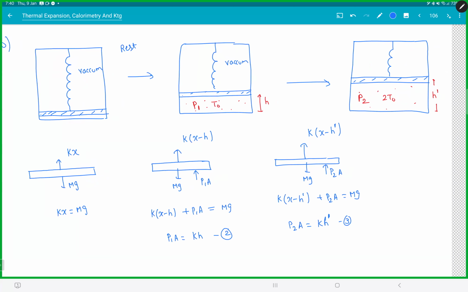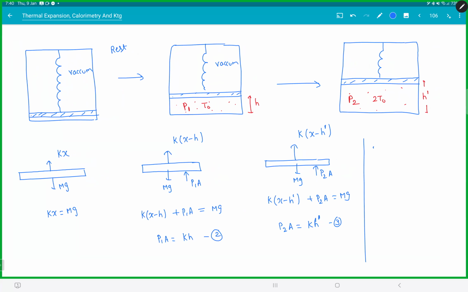Now in all this, what remained constant for the gas? The number of moles. So nR is equal to P1V1 by T1 is equal to P2V2 by T2. So initial pressure is P1, volume is A into h, temperature is T0, final pressure is P2, volume is A into h dash, temperature 2T0. But what is P1? K into h by A. So this will be Kh square by T0. This is Kh dash square by 2T0. K cancels, T0 will cancel. So we'll get h dash is equal to root 2 h.